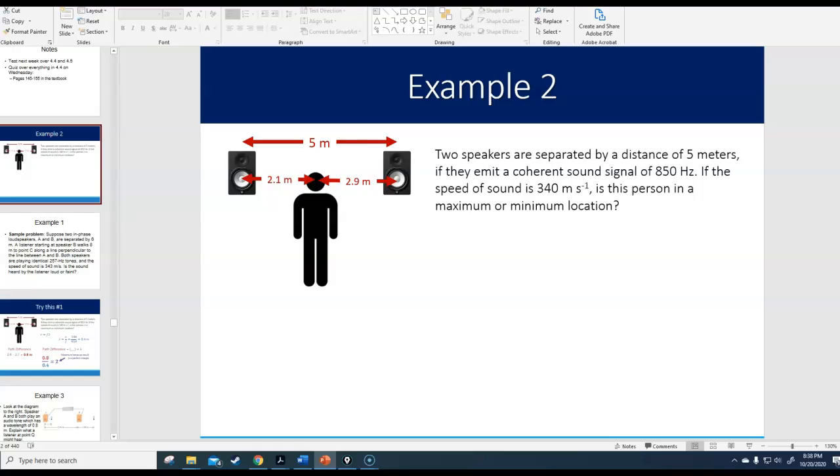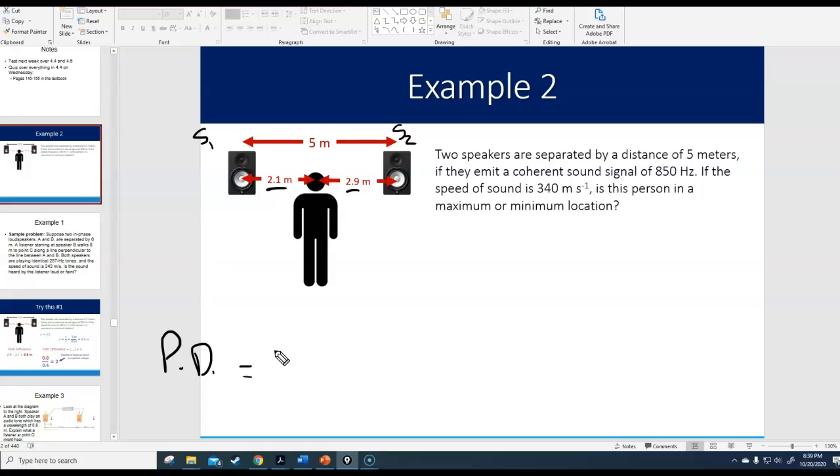So basically, the question is asking, do we have constructive or destructive interference where the person is standing? Okay, so think of this as S1 and this as S2. S1 is a distance of 2.1 meters from the listener. S2 is a distance of 2.9 meters from the listener. So what is the path difference? Remember, that is the physical distance difference between the two wave sources.